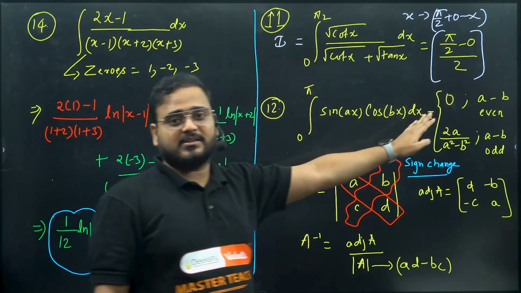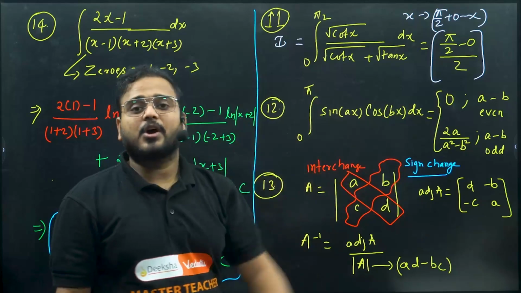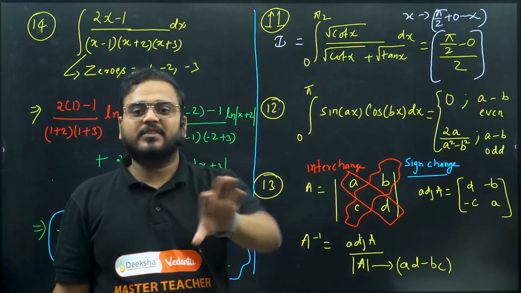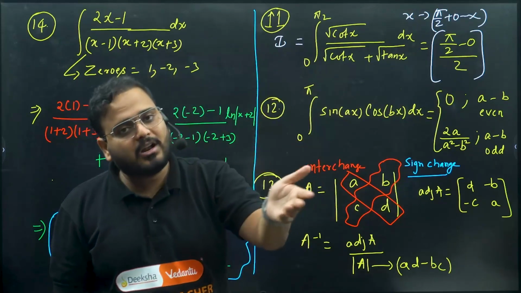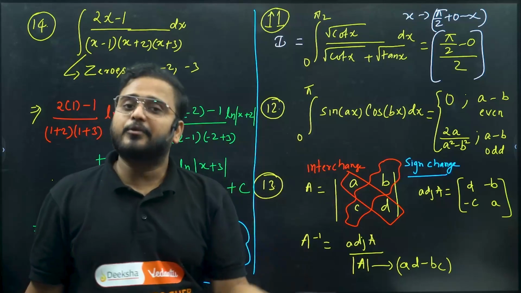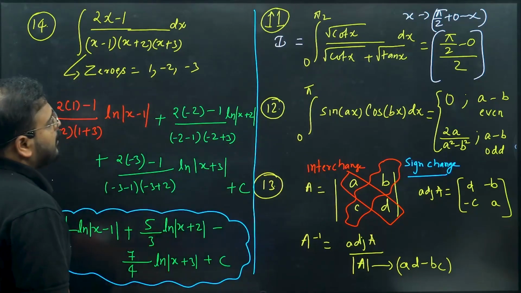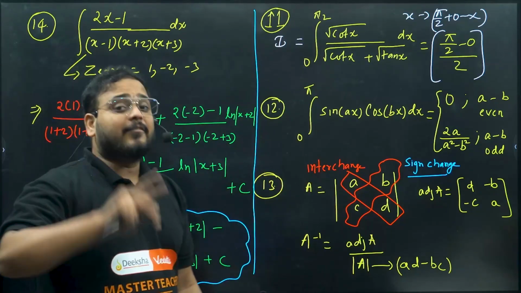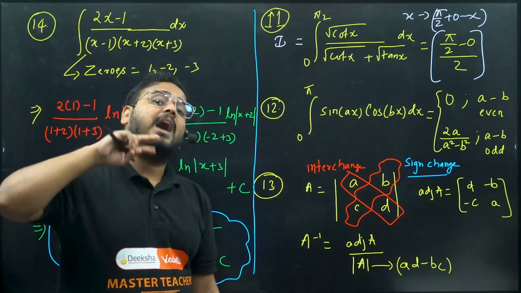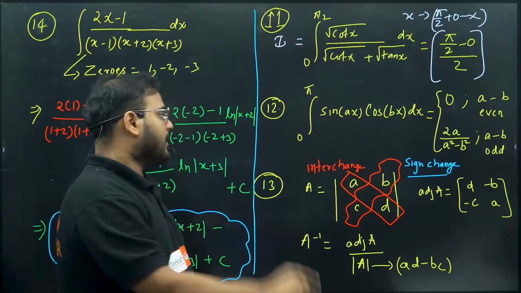Very, very important this. Again, you have another one, which is the odd even function. Figure out the odd function, figure out the even function. For odd the integral will be 0, for even it will be twice the integration under half of the limits. Twice the integration under half of the limits. I hope you know that.